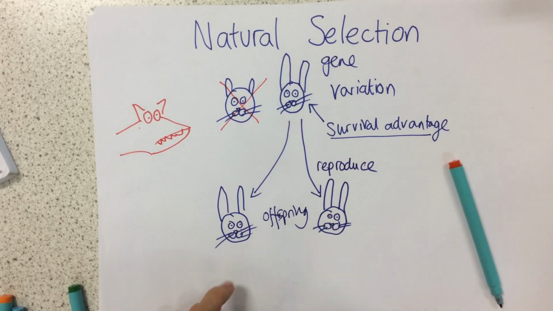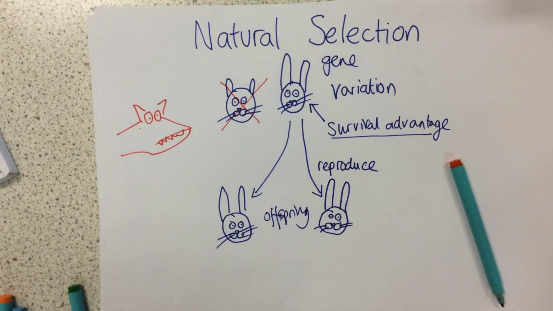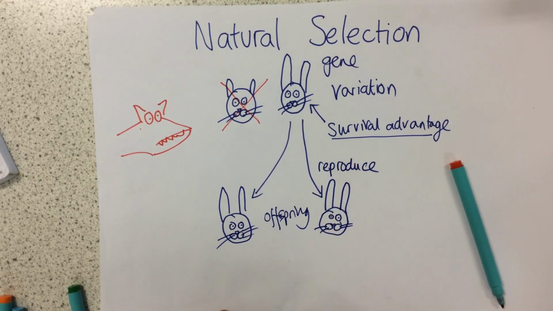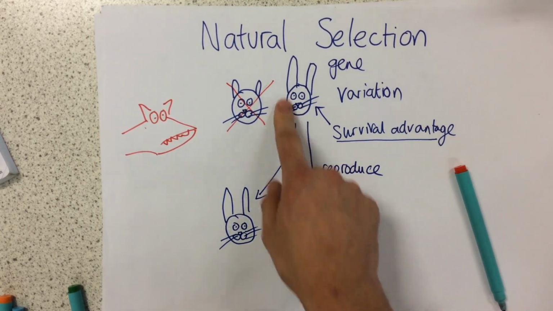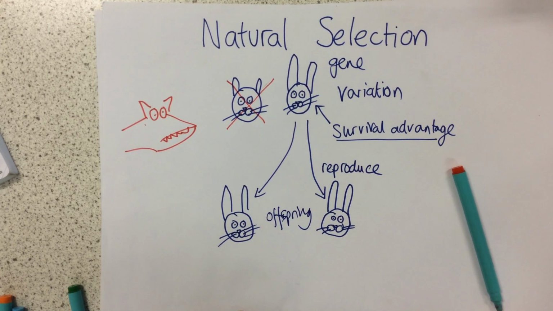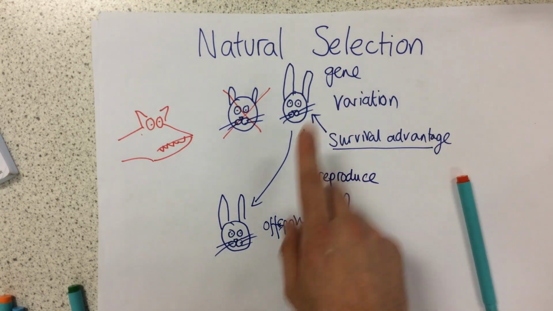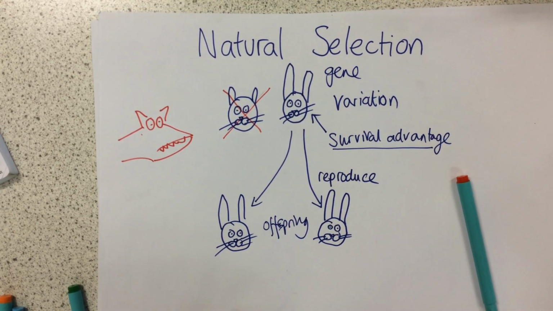Now, this process is not a fast process. This process can take millions and millions of years. It can take many, many hundreds or thousands of different generations. But that is the main mechanism behind it.